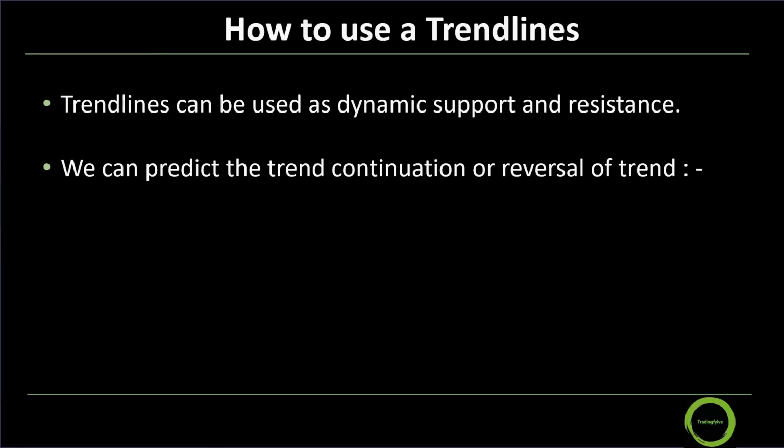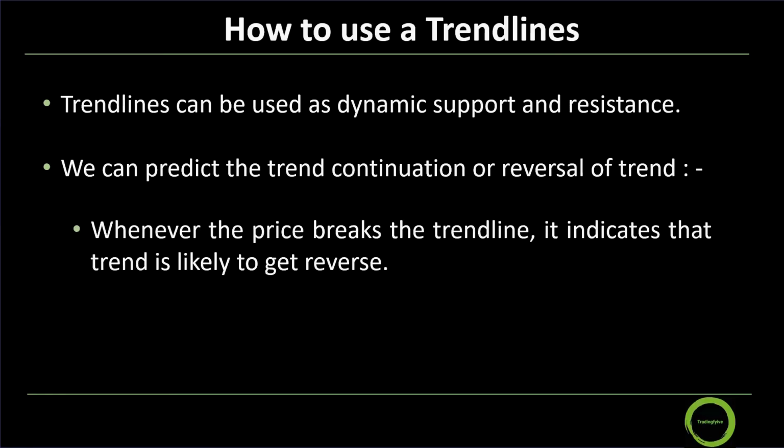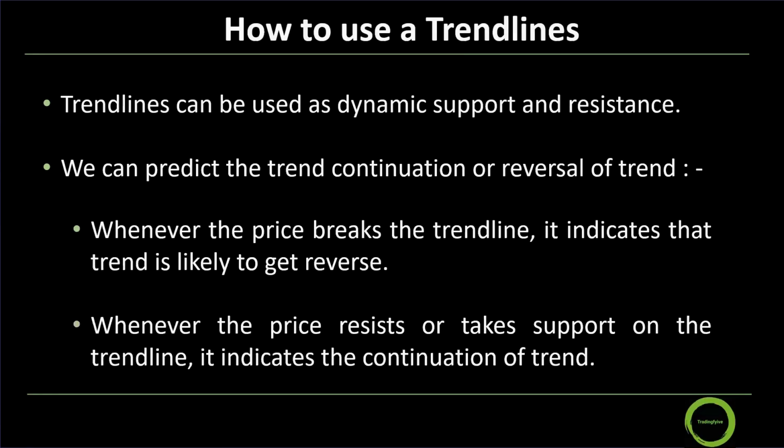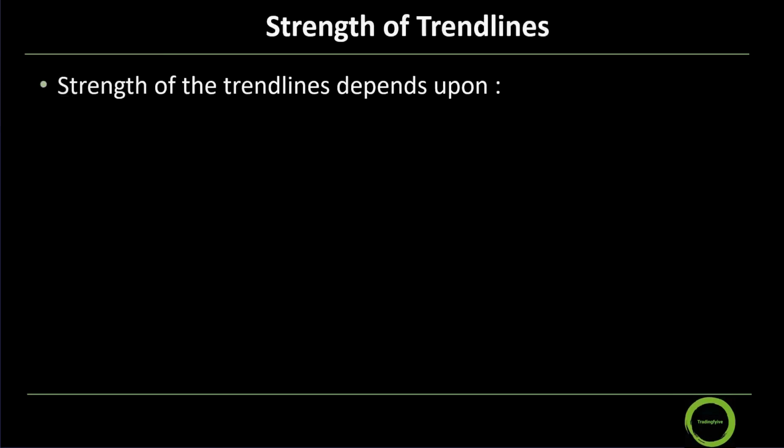Either the stock will accept the trend line and show a retracement, or else the stock will break the trend line. Whenever the stock breaks the trend line, it indicates that the trend is likely to get reversed. Similarly, when the price resists or takes support on the trend line, it indicates the continuation of the trend. By considering both scenarios, we can predict whether the trend of the market will continue or take a reversal.